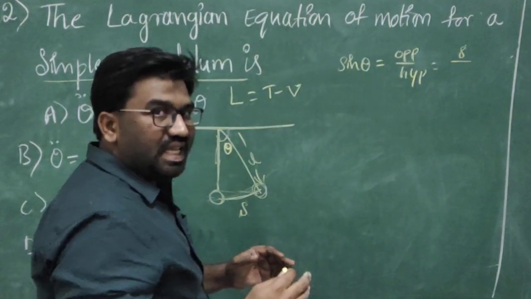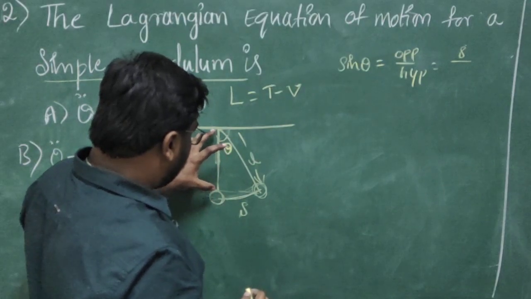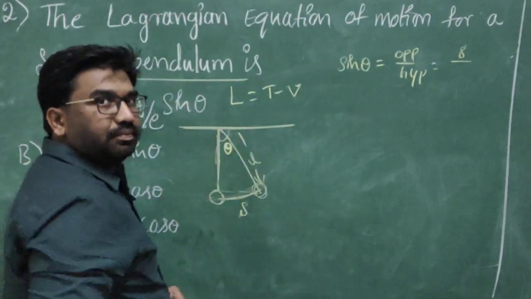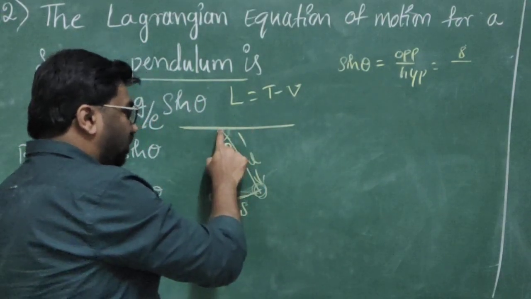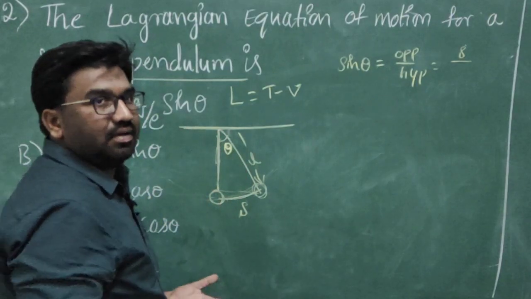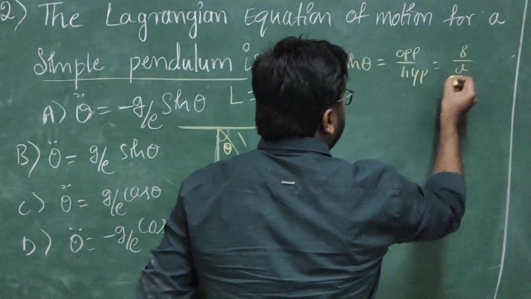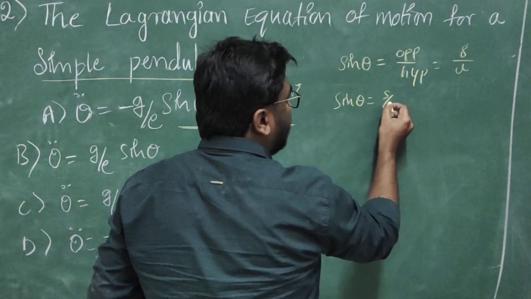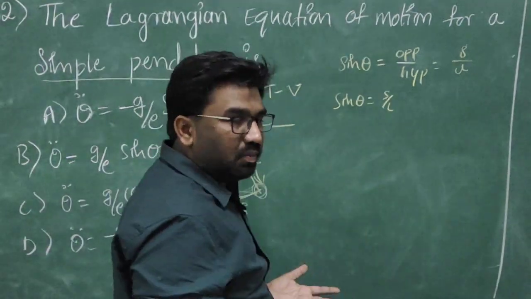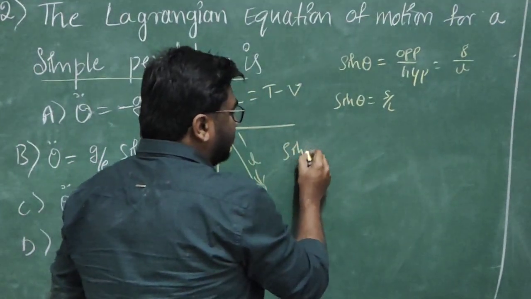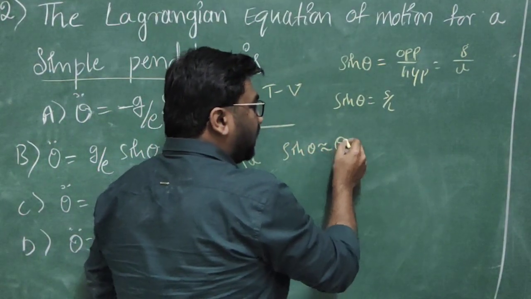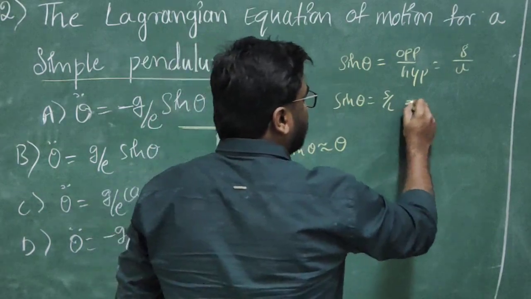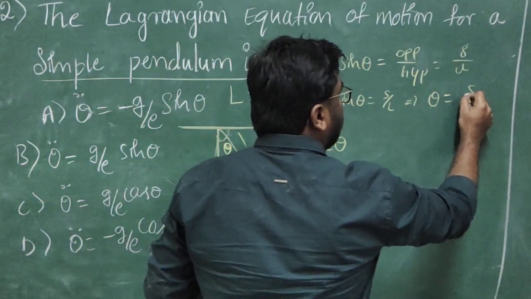Let us consider L is the length of the bob, that means from the rod to the bob is L. So sin theta is equal to S by L. If theta is very small, then sin theta is approximately equal to theta. Therefore theta is equal to S by L.